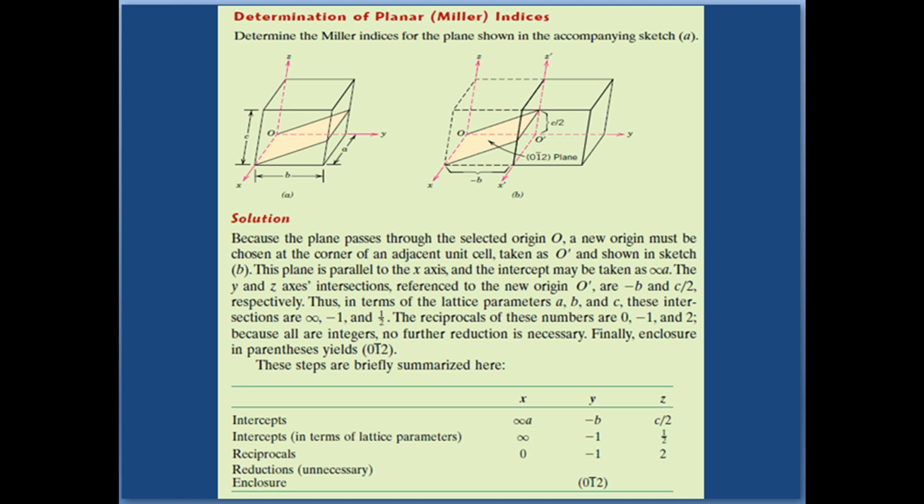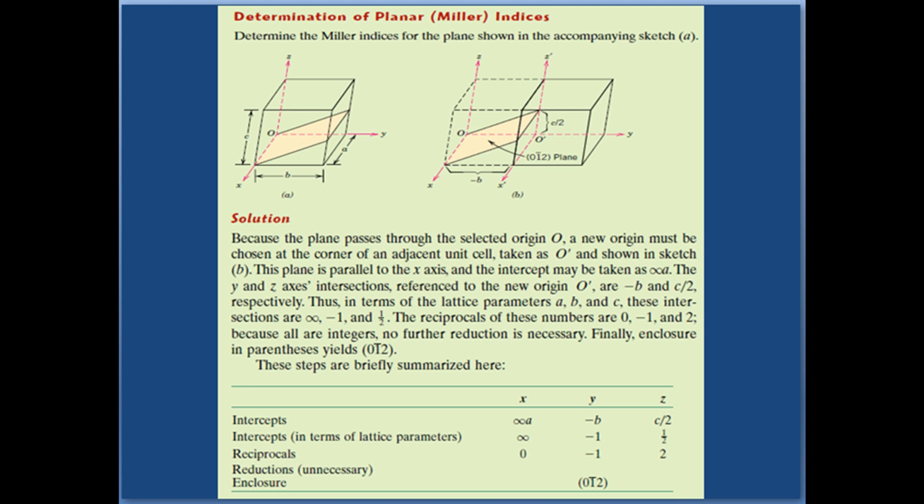Now this plane is parallel to the x-axis and the intercept may be taken as infinity a. It is according to our step number 3. The reciprocals of these numbers are taken. A plane that parallels an axis may be considered to have an infinite intercept and therefore a zero index must be taken.